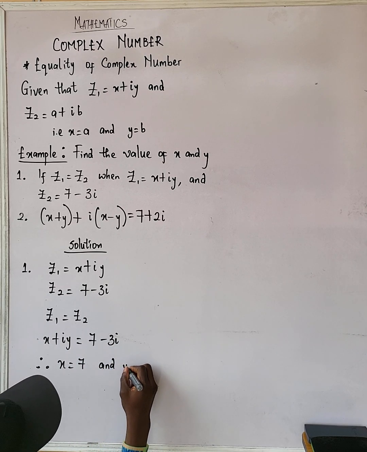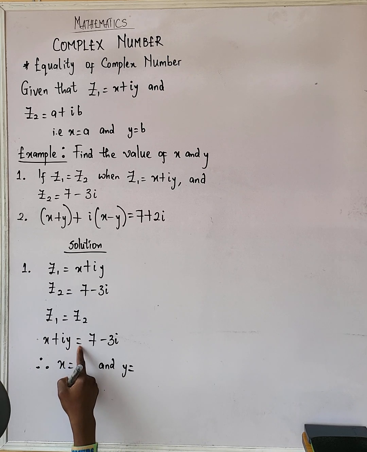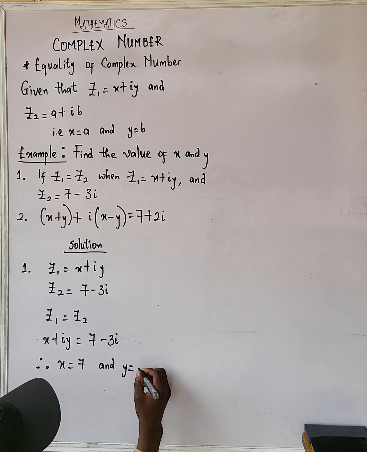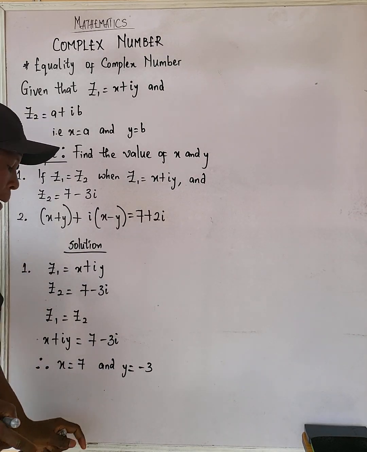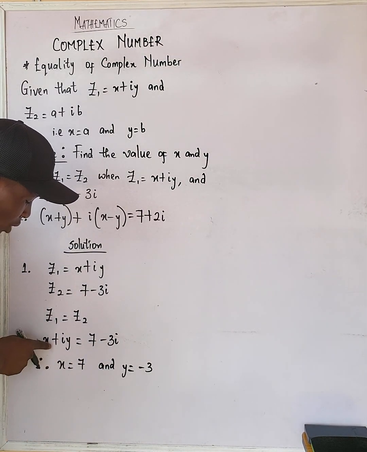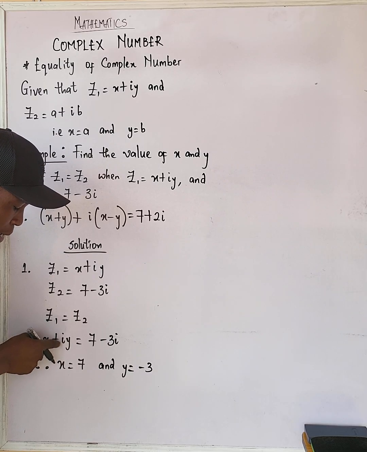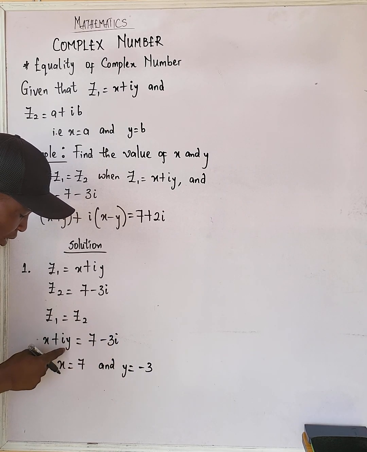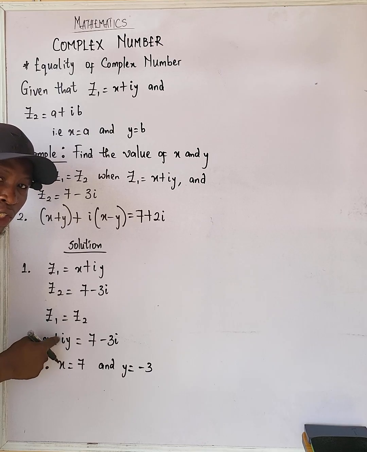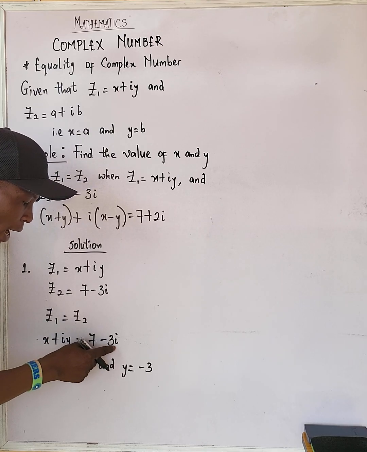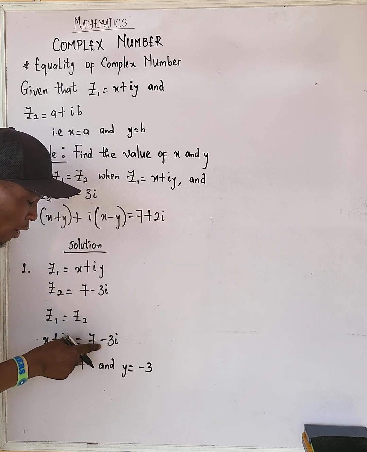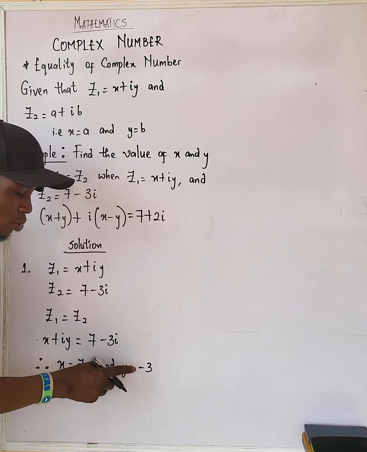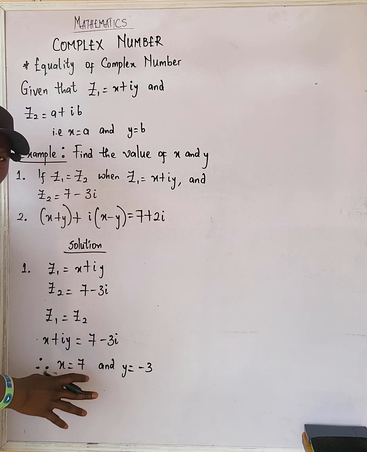And what will be your y? You have to take it with the sign. Your y will be equal to minus 3. Don't just say 3. Here is plus iy, and this i is the same as the i here. Then the coefficient of your i is your y, right? Now, what is the coefficient of your i on the right? You have to take it with the sign, minus 3. Don't make the mistake of just picking 3. If you see 3 as an option, don't pick it. You have to go with the sign, which is minus 3. I hope you understand question 1.